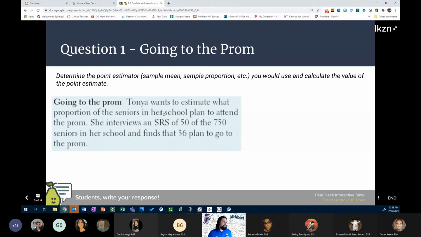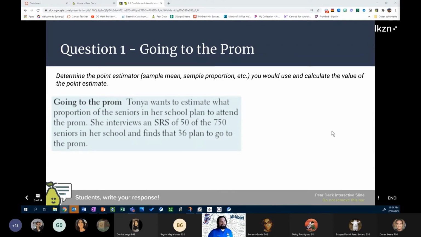So our context is Tanya wants to estimate what proportion of the seniors in her school plan to attend the prom. She interviews an SRS of 50 of the 750 seniors in her school and finds that 36 plan to go to the prom.